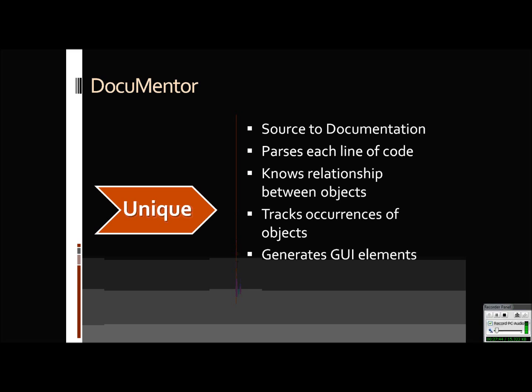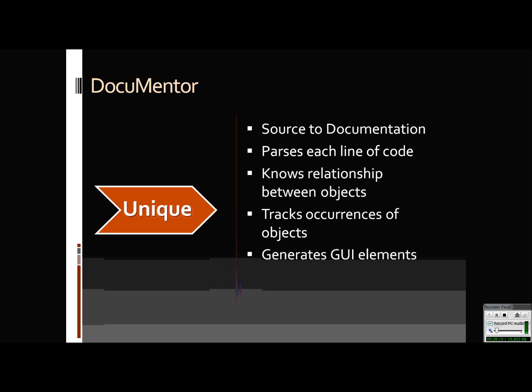The other part is that we know the relationship between objects, meaning if we are going to use a particular class, we know how that class is actually used, and then we know how it ties into other parts of your code. We also track occurrences of objects. What I mean is that how many times a particular field or a table or file is used in the system, we can tell you, and you can go and look at it.